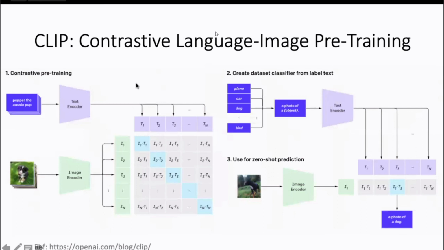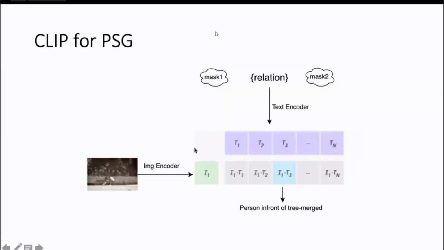CLIP is a neural network trained on a variety of image-text pairs. Without directly optimizing for the task, CLIP can match the performance of the original ResNet-50 on ImageNet zero-shot without using any of the original labeled examples. So, how can we apply the power of CLIP to PSG tasks? The intuitive idea is that for any two masks, we can construct a series of queries: subject, relation, and object. Then we calculate the cosine similarity score of the image and text queries as the prediction result.